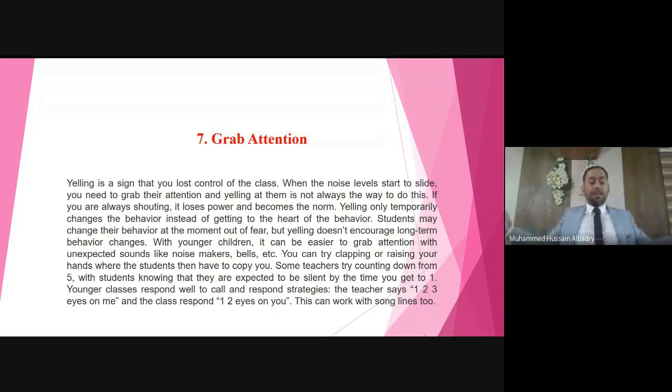This is yelling. Here, avoid yelling. Why? It is a sign that you lost control of the class. If you see that the teacher is yelling, crying, shouting, it means that he loses control of the class. When the noise levels start to slide, you need to grab their attention. And yelling at them is not always the way to do this.